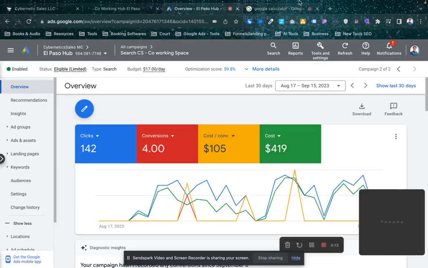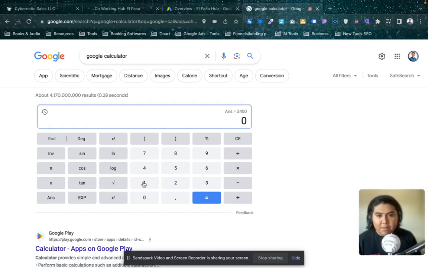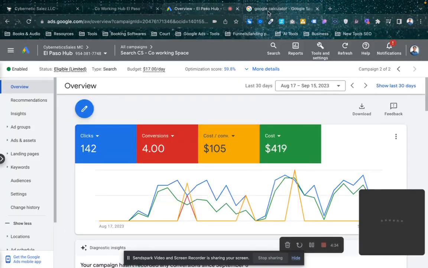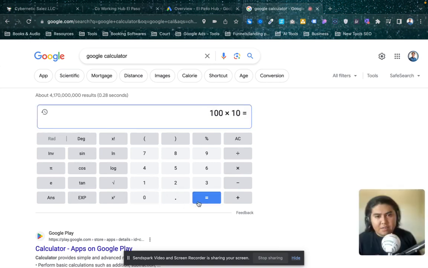Again, as we get them more leads, let's just say we get them 10 leads, as we keep growing this campaign. Let's just say we want 10 leads. It's going to be a cost per lead of 100, times 10. So for 10 leads, we have to spend $1,000, right?